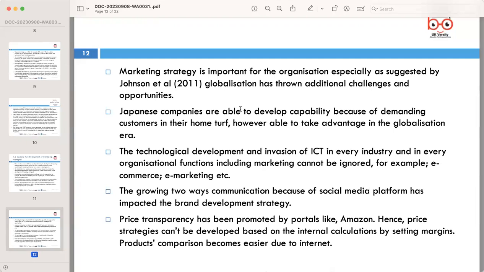E-commerce and e-marketing have become integral. Two-way communication via social media has impacted brand development strategies. Maintaining brand reputation is essential. Some portals like Amazon have promoted price transparency. Price strategy must adapt to the ease of product comparison facilitated by the internet. So marketing strategies must be dynamic and responsive to the evolving business environment driven by globalization, technological advancement, communication shifts, and price transparency.